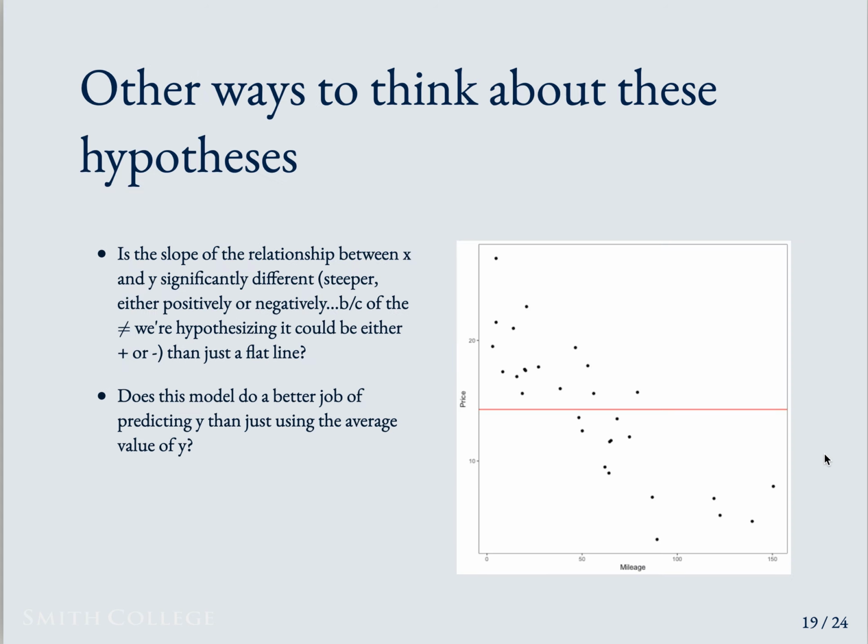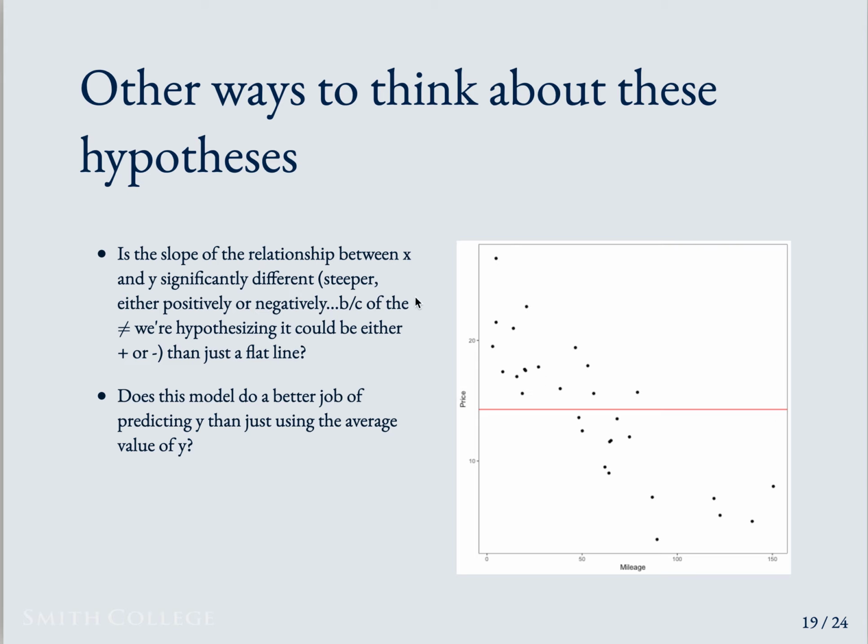So some other conceptual ways to think about these hypotheses is visually, right? We're seeing this red horizontal line, and what we're saying is, does fitting a model, or the results of our model, which aren't shown here, but you can almost visualize what that might be, do a better job of predicting y than just using the average value of y, which is this horizontal red line? So a line with a slope that may be downward sloping, is that doing a better job of predicting the values for y rather than just saying every car is going to have the same price?